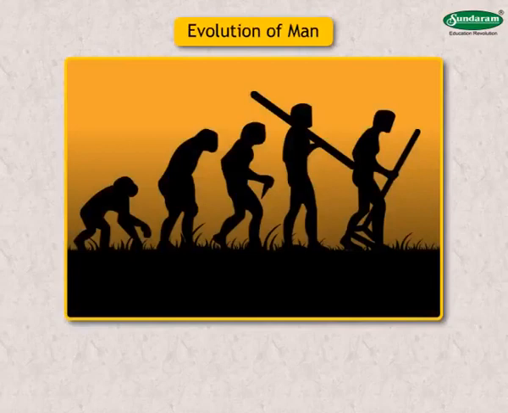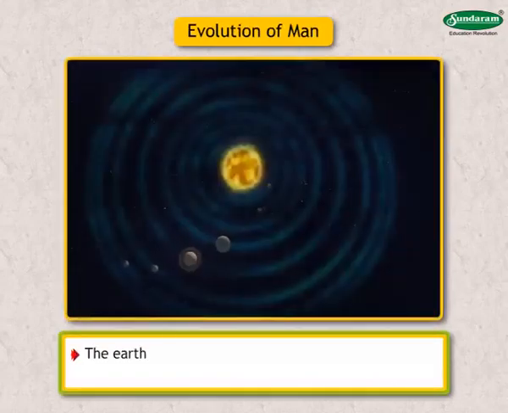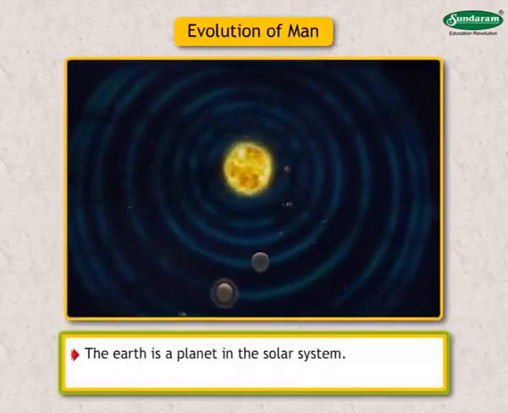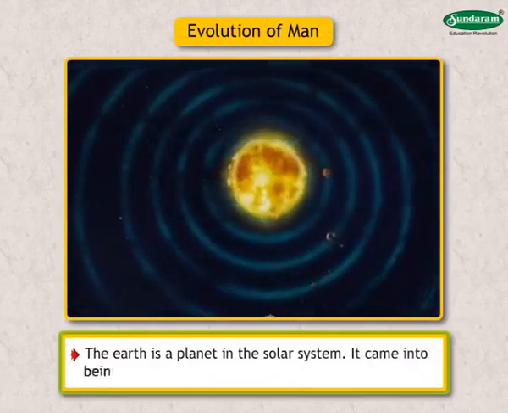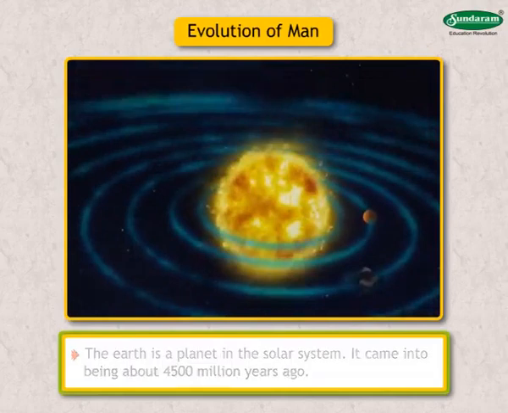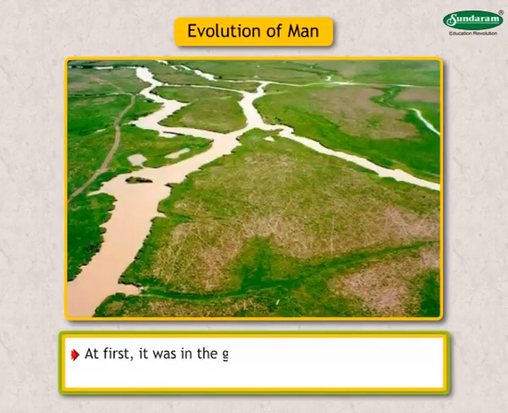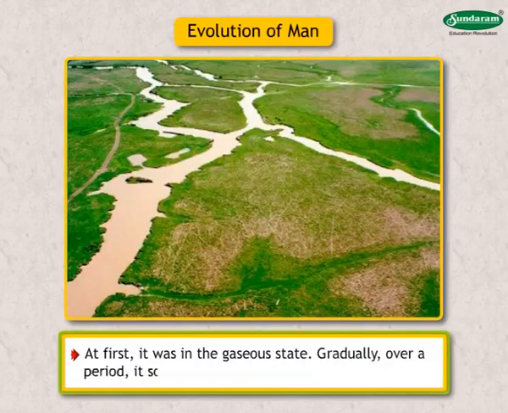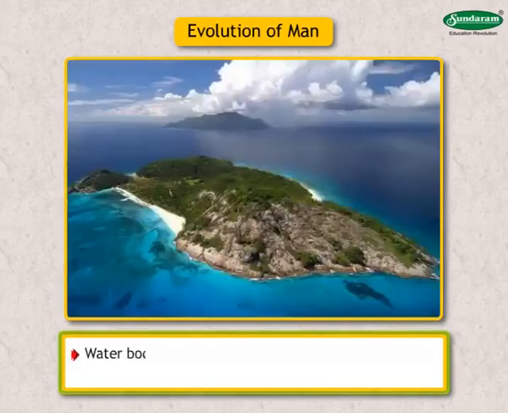Now, let us get some additional information about evolution of man. The Earth is a planet in the solar system. It came into being about 4,500 million years ago. At first, it was in the gaseous state. Gradually, over a period, it solidified and land formed. Water bodies developed on land.